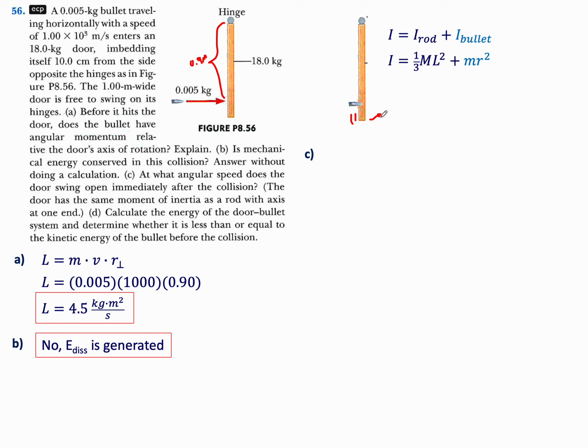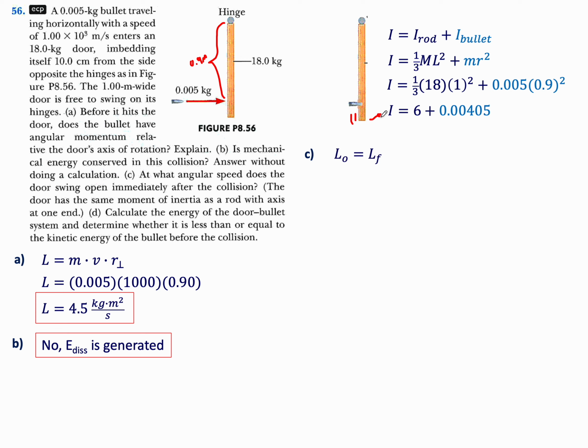Rod on one end, if you look at your table, is 1/3 ml squared. And the bullet's just a point mass that's that far away. Mass is 18, length is 1. Bullet's mass is 5 grams, and it's 0.9 meters away from the pivot point, giving us that.